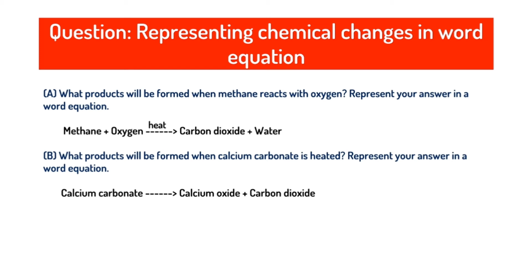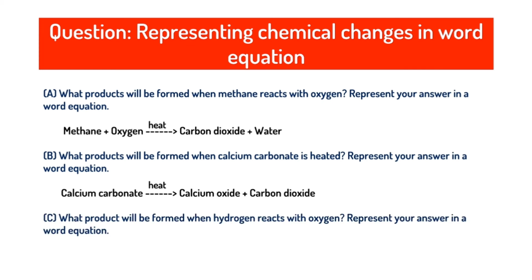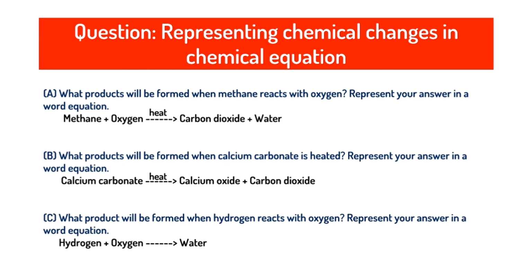Okay, another common example will be, what product will be formed when calcium carbonate is heated? And you can represent your answer in this way. Calcium carbonate, it will give you calcium oxide and carbon dioxide. And in this process, heat is also needed. The last question will be, what product will be formed when hydrogen reacts with oxygen? And this will produce you water. And in this process, no heat is needed.